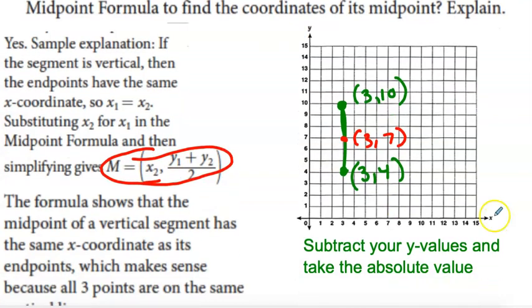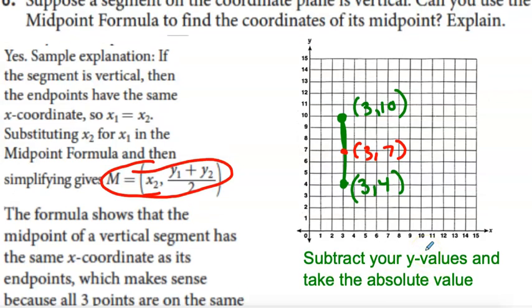So if you have an up and down line, a vertical line, that will be a good formula to memorize. Also, you could just subtract your y values and make sure to take the absolute value. So again, 10 minus 4 is, just kidding, that's a 6. And then 6 divided by 2 is 3. So if I move 3, 1, 2, 3, you get 7. Okay?